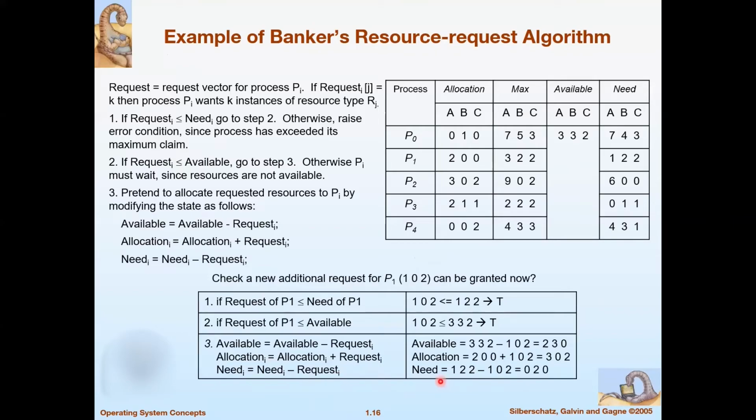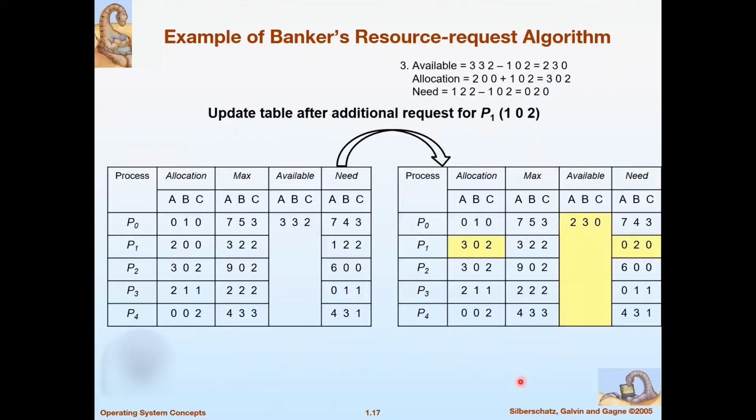So the previous need for P1 was 122. The new need vector now becomes 122 minus the new request of resources for P1, that is 102, and now it becomes 020. Here the updated table after modifying the data structures is given, where the values of allocation and need for process P1 are changed and the value of the current available is also changed, and all other values for other processes will remain the same.